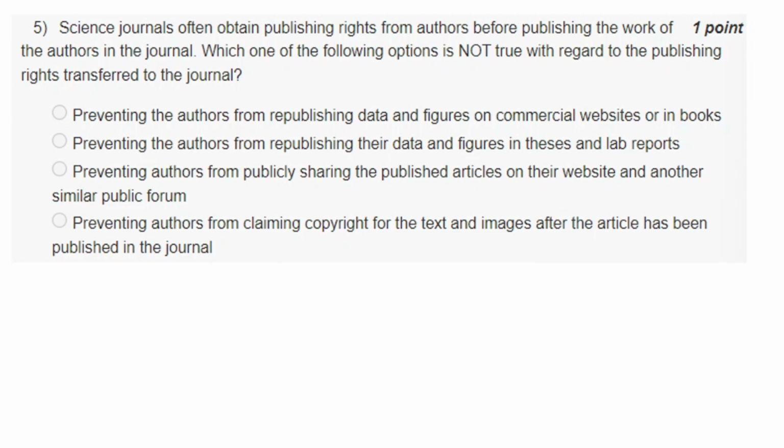Preventing the authors from republishing their data and figures in thesis and lab reports. Thesis and lab reports, I think, if someone has done the work, they'll definitely write it in the thesis. But I have seen my seniors do this: when they're explaining data, she explains everything, then she writes at the end that this thing has already been published. If it's published data, then she'll write that this entire work has been published in this paper, et al., year of publication, journal in which it is published.